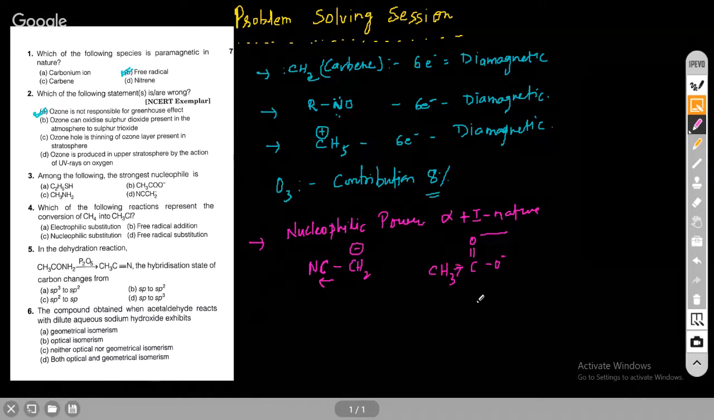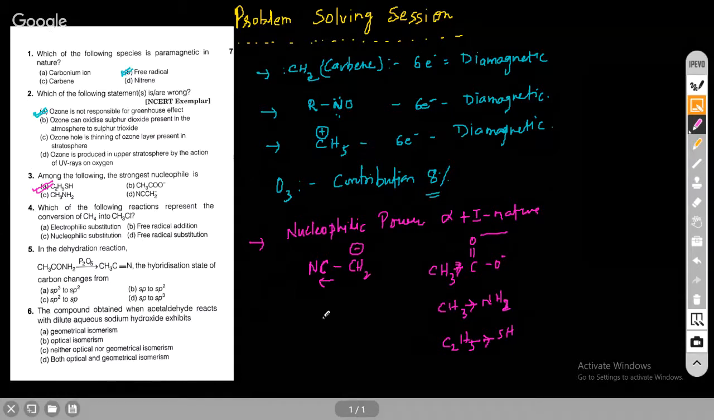This has electron releasing nature, and in CH3NH2, again the plus I nature of this will also enhance or increase the electron density on this nitrogen atom, NH2, right? But if you consider the first option, C2H5SH, here we have an ethyl group which has the most electron releasing nature. Okay, that's why option A is correct here.